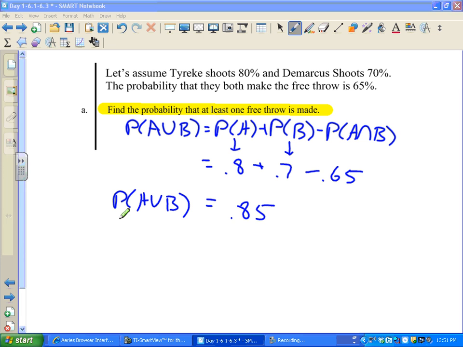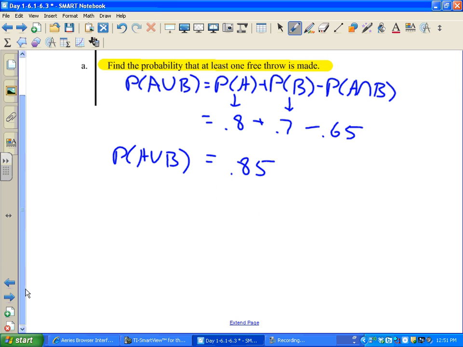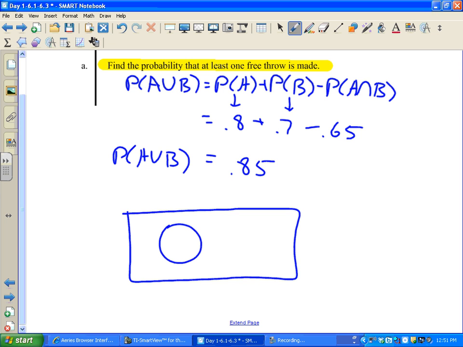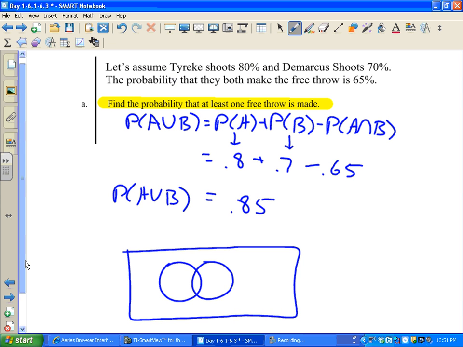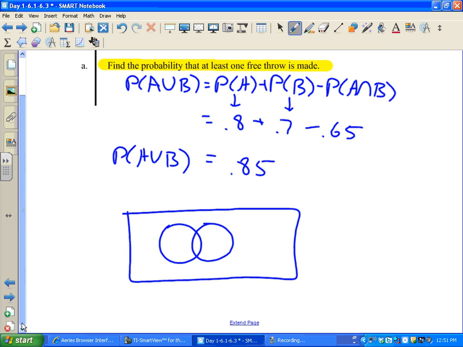A visual to go along with this sometimes helps. Plug in what you know. Well, here's the catch, and this sometimes confuses students. I'm going to make that a little bit bigger. The probability that they both make it is 65%, right there. Do we agree with that?